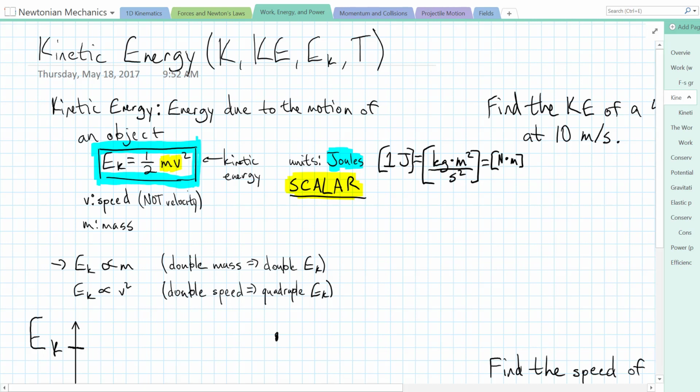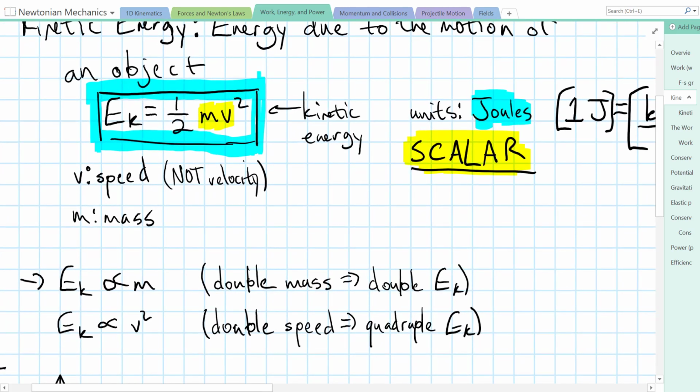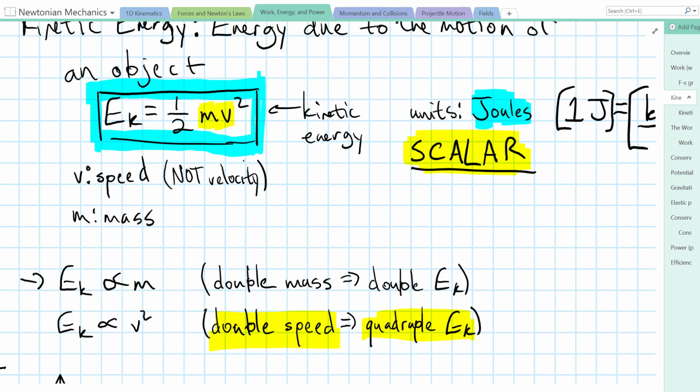So looking at the equation, we can see how the different variables affect kinetic energy. We can see that kinetic energy is proportional to our mass. So if you double the mass or you triple the mass and keep the speed the same, you double or triple the kinetic energy. But interestingly, our kinetic energy isn't proportional to how fast you're moving. It's proportional to speed squared, which means if you double the speed, you're going to quadruple the kinetic energy because you're multiplying it by 2 squared. If you were to triple the speed, that means you have 9 times as much kinetic energy as before.